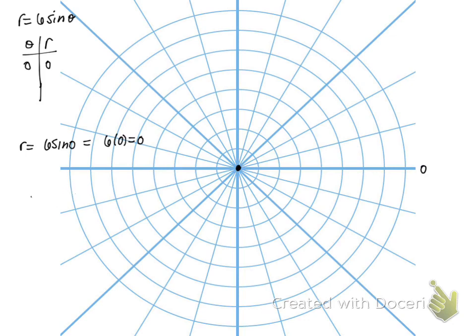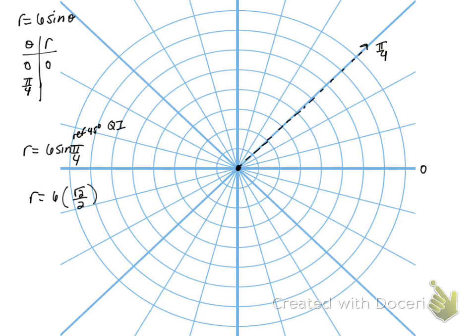Now, moving on, you can pick anything you want in quadrant 1 that's easy for you to work with. You could use pi/6 or pi/3, but I'm just going to go halfway here and use pi/4. So I will plug in pi/4. So r is equal to 6 times the sine of pi/4. We know we're looking at a reference angle of 45 degrees, and pi/4 is in quadrant 1. So in quadrant 1 all our trig functions are positive.